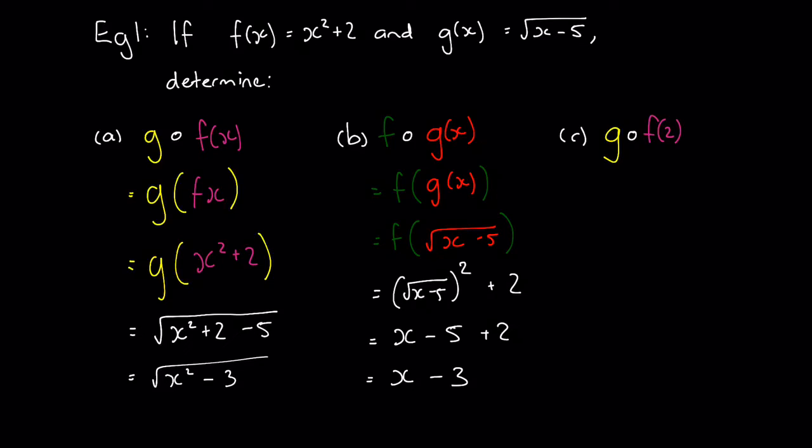Okay, so you can see that it does look different to the previous one, and that's because the order has been switched. The first one was g of f of x, and example B was f of g of x. Example C.